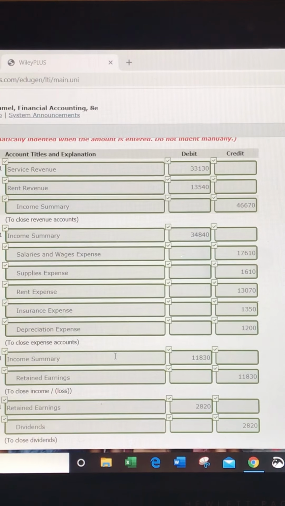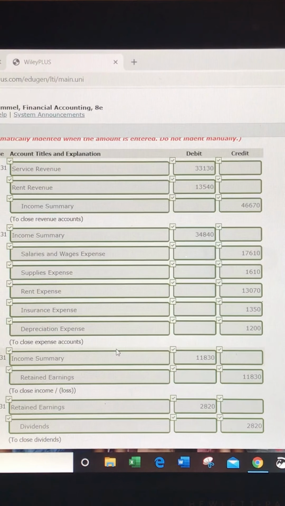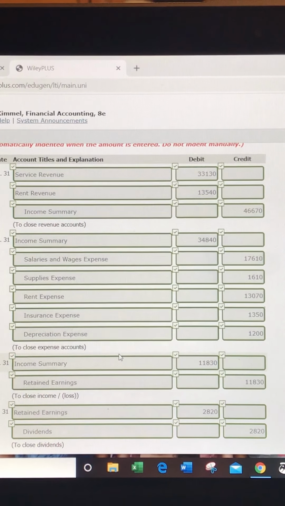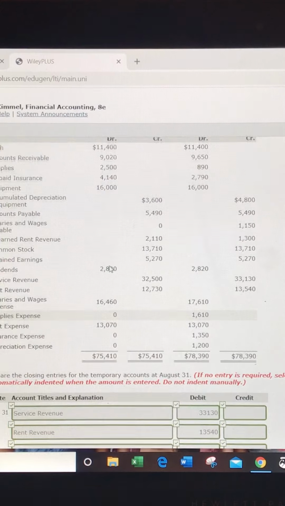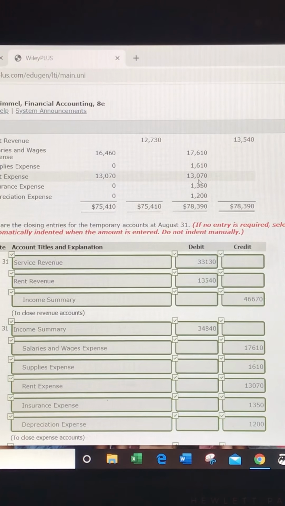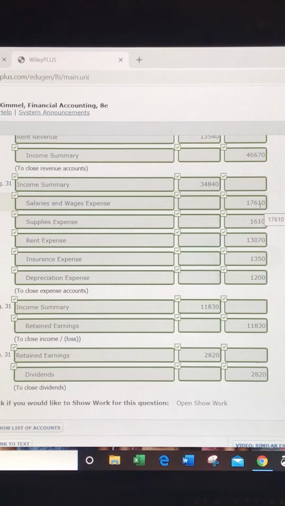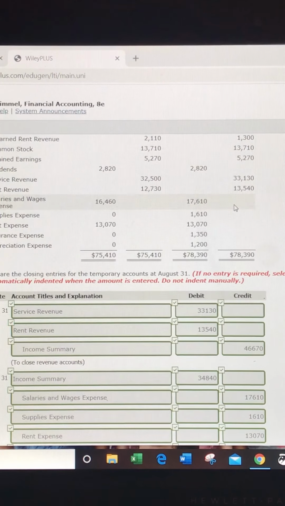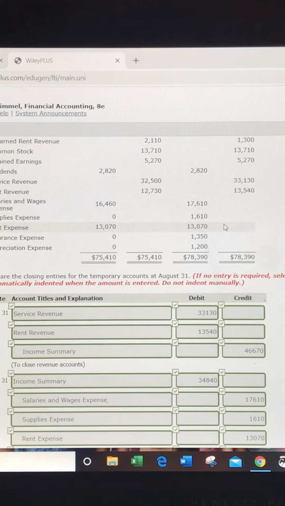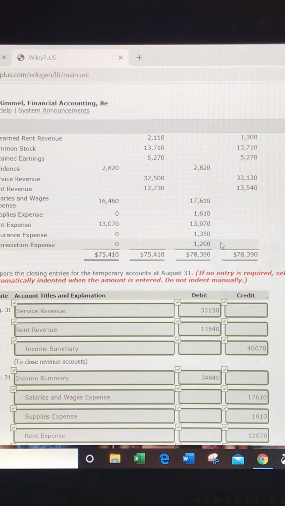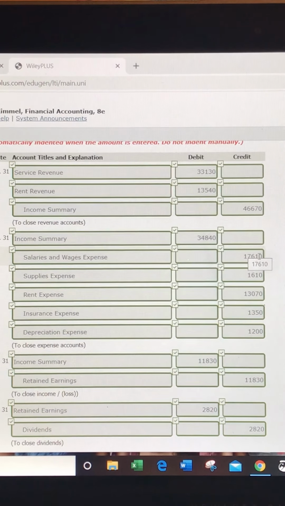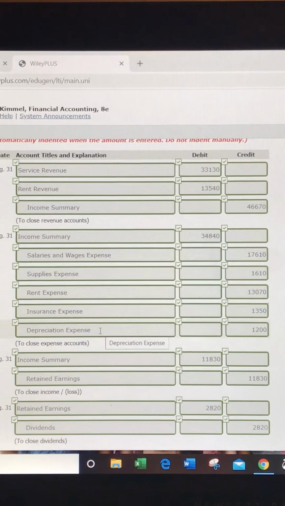The next thing we will close out is the expense accounts. We will close our expense accounts out into the summary account. Our expense accounts are all debit accounts. We will need to close them out by crediting them. The expense accounts show as salaries and wage, supplies, rent, insurance, and depreciation expense. I've entered them in the order that they were presented: salaries, supplies, rent, insurance, and depreciation.